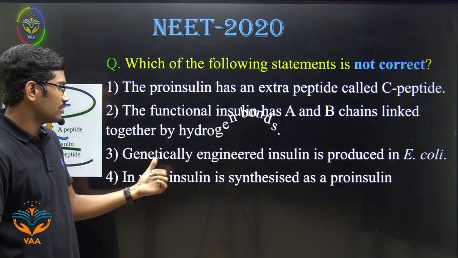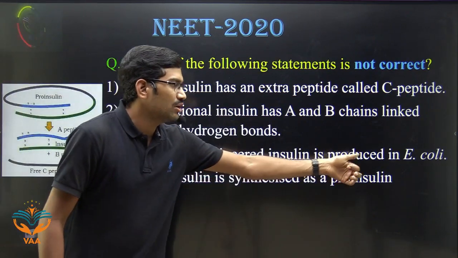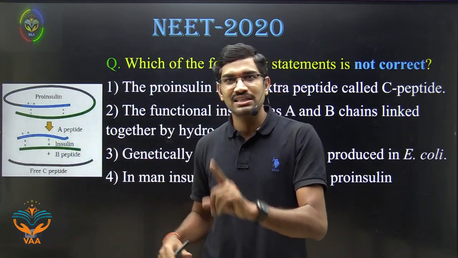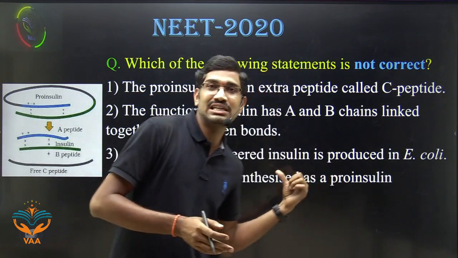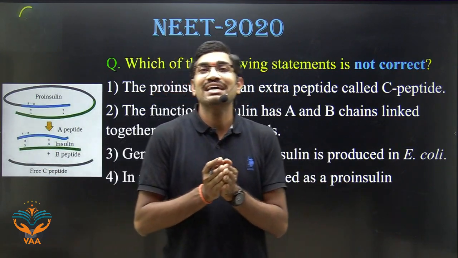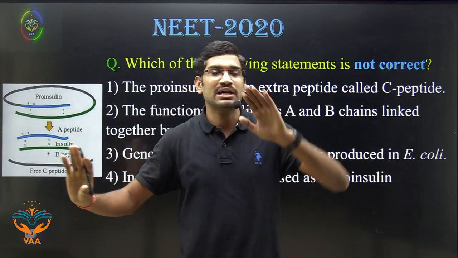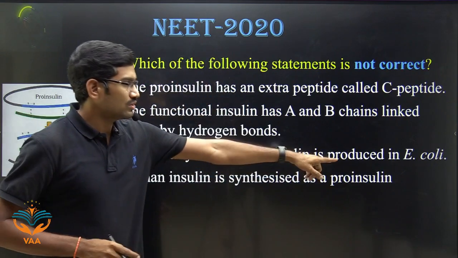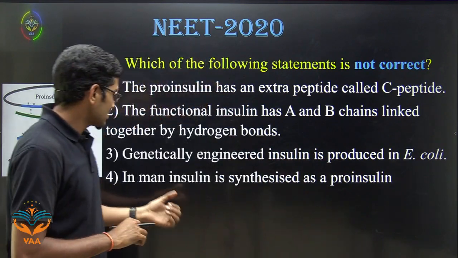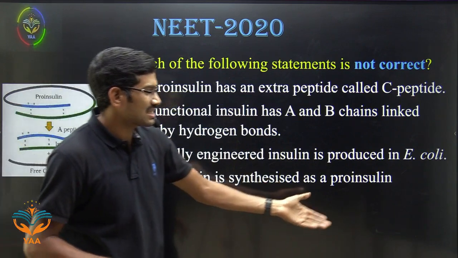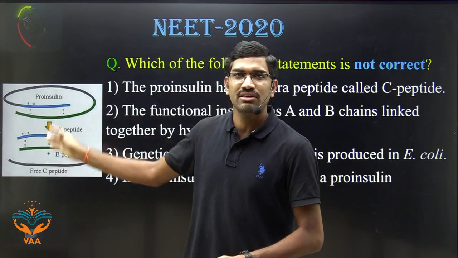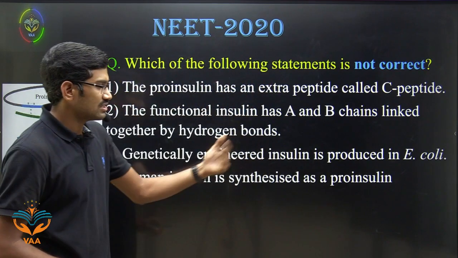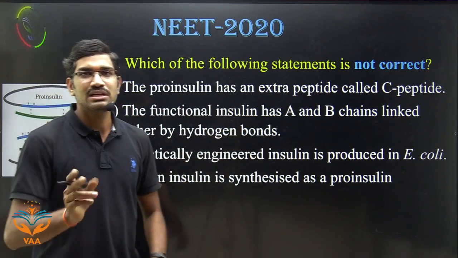Anyhow, we will see the remaining also. Genetically engineered insulin is produced in E. coli. Yes, this is correct. Please remember, in the case of human, it is produced from a single gene, but in the case of genetically engineered insulin, they produced A chain separately and B chain separately. By using a chemical method they have combined these two. So they have produced it in E. coli. This is also a correct statement. Next one, in man insulin is synthesized as a proinsulin. Yes, whatever diagram they have given here is for human only. So it is synthesized initially as proinsulin. That is also correct. So the wrong statement is option 2.